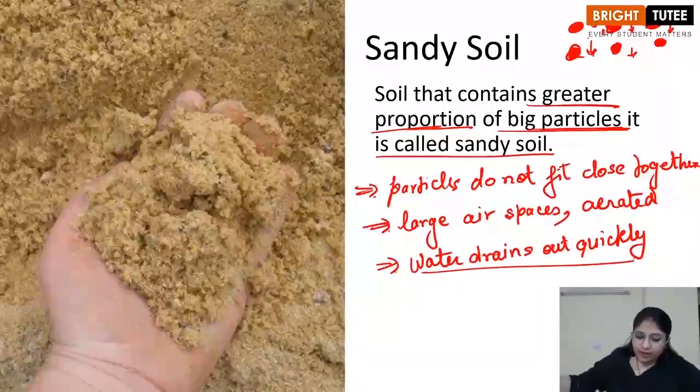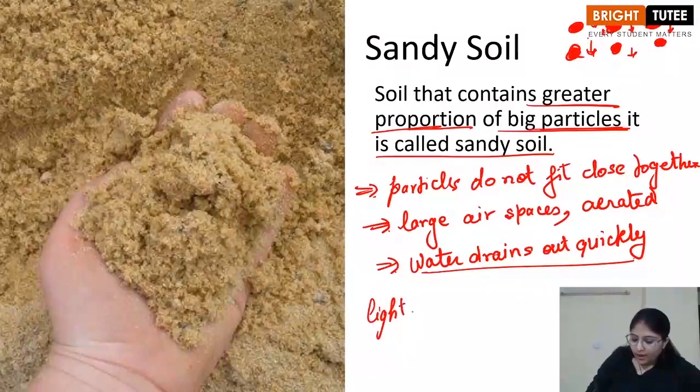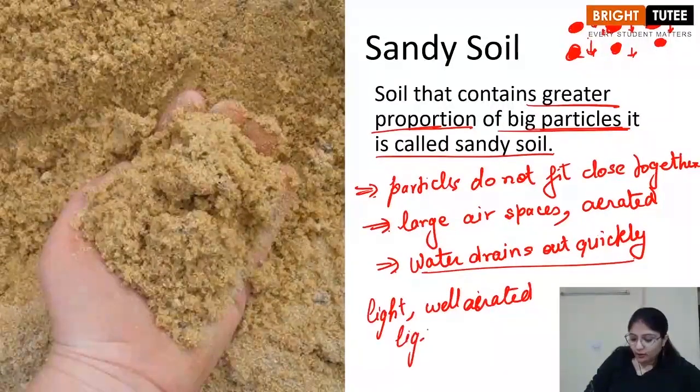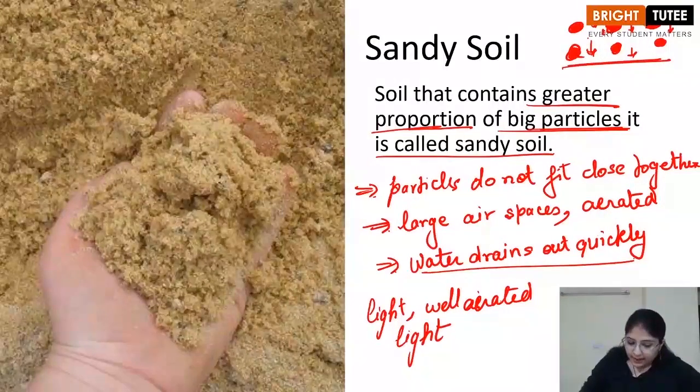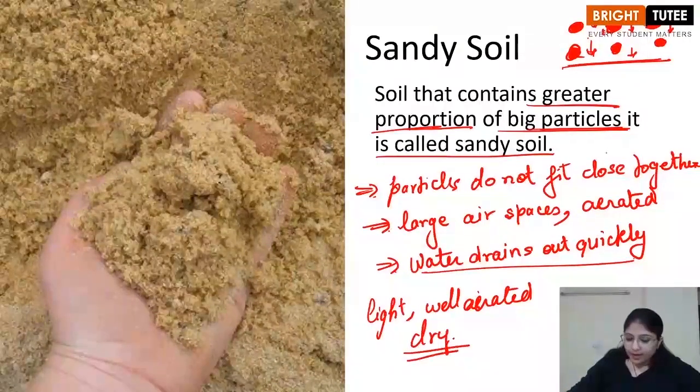So all in all, the soil is light and well aerated. It is a light soil. Why is it light? Because there is not much moisture in this type of soil, and it is dry, right? That's the reason why it's a dry soil. So in this way we see that this is the property of the sandy soil.